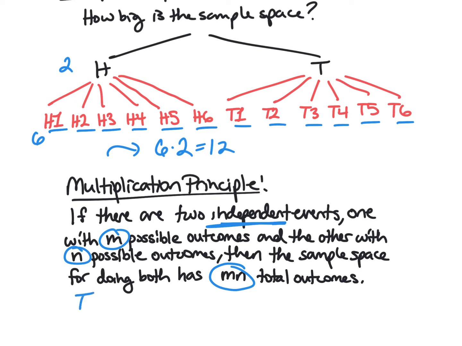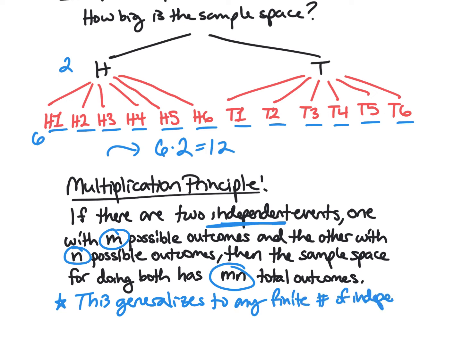And this generalizes, I'll just give a little note here, to any finite number of independent events. So it doesn't just have to be 2, okay? If you have 20 flips of a coin, then you can just multiply 2 twenty times, and you get 2 to the 20th as the size of your sample space.